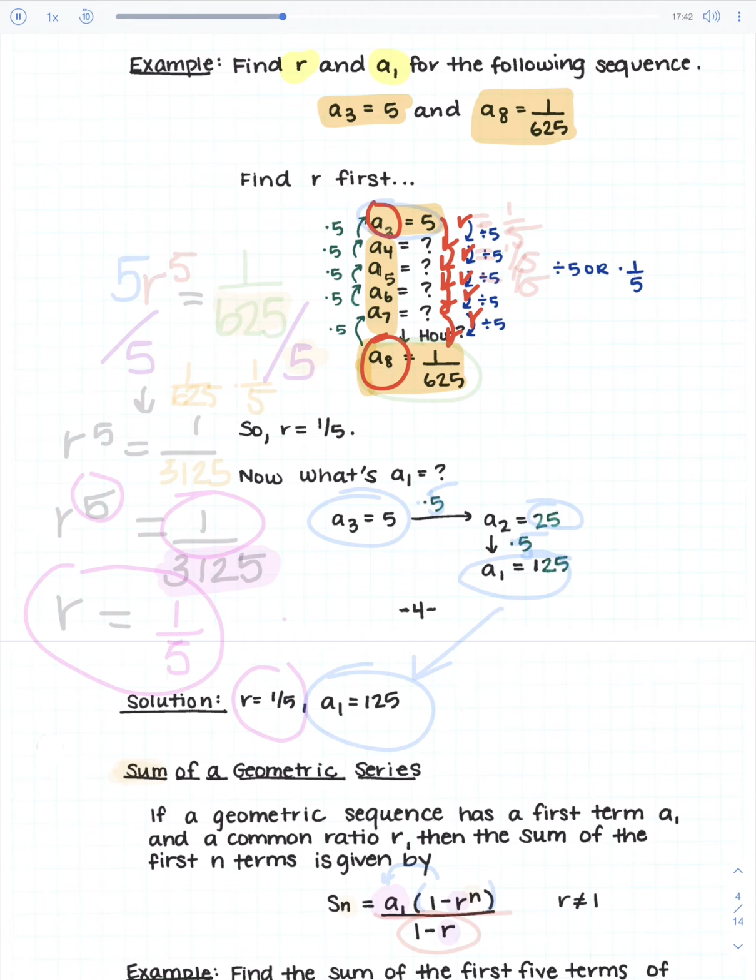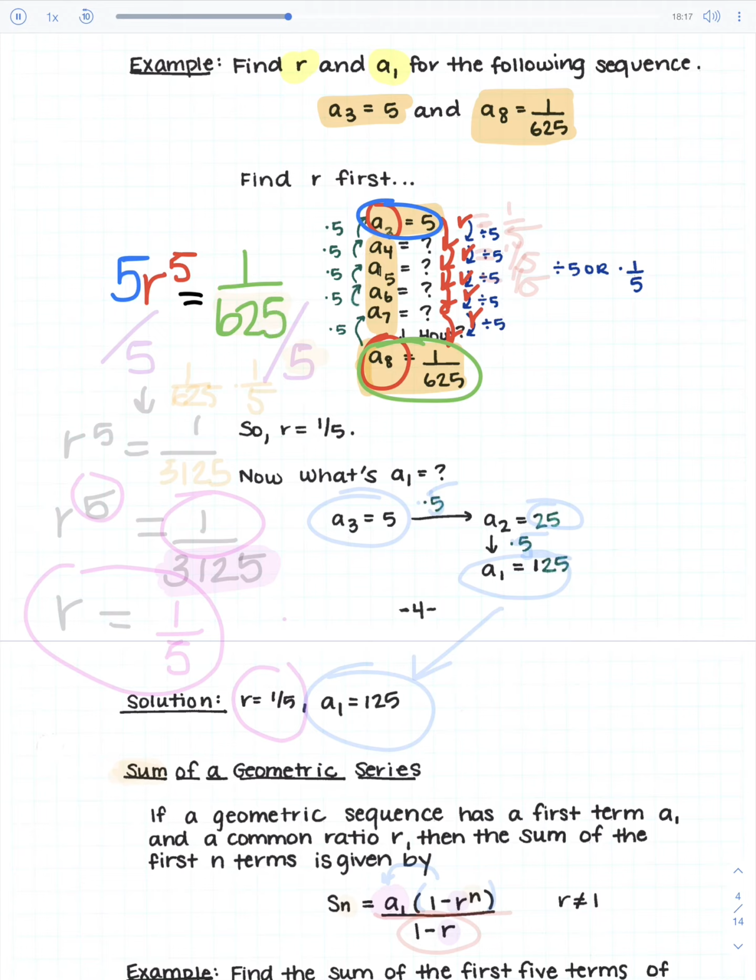So let's translate that into an equation. If you take your a sub 3, which was 5, you start out there, and multiply by your common ratio r. We're multiplying by that r 5 times. That's an r to the 5th power. Then that should equal whatever we get at the end of our list, which is where you went down to the 8th term, which is 1 over 625.